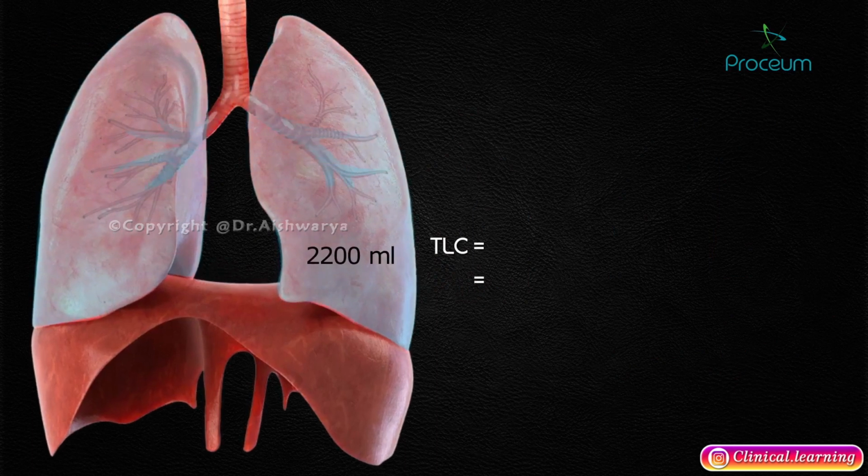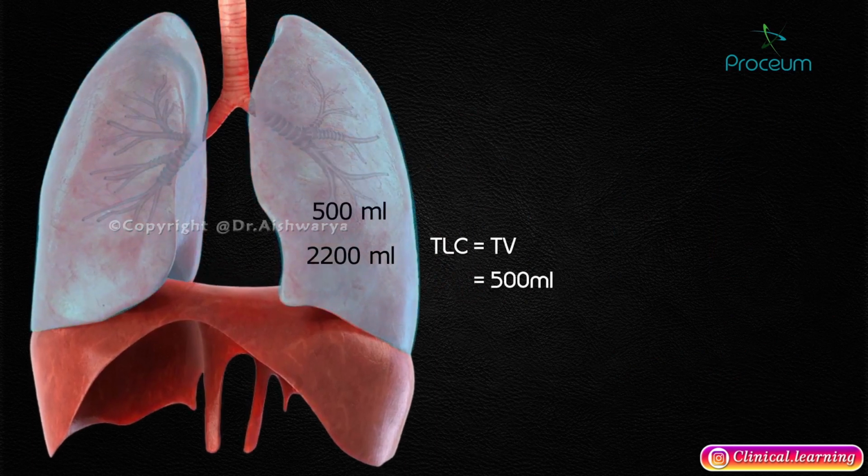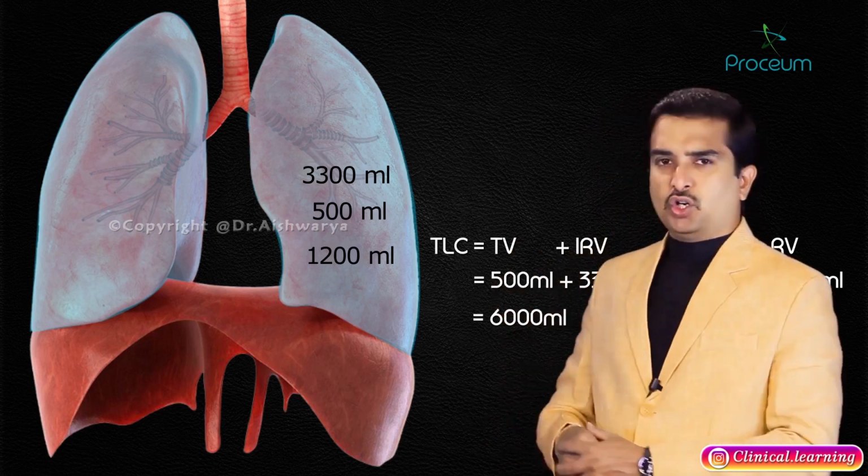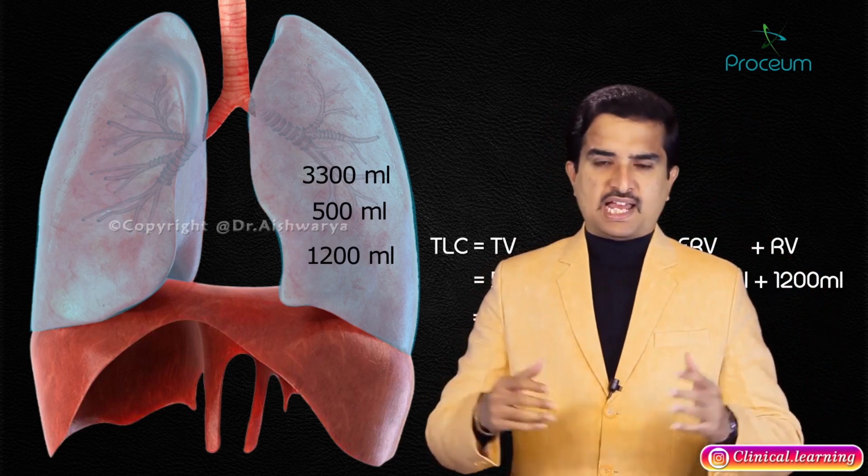And now, what is the total lung capacity? The total lung capacity can be calculated from the tidal volume, inspiratory reserve volume, expiratory reserve volume plus residual volume. So we can say the vital capacity plus residual volume, that is 4800 ml plus 1200 ml, is equal to 6000 ml. So 6000 ml is the total lung capacity. This is what you need to know about the lung volumes as well as lung capacities.